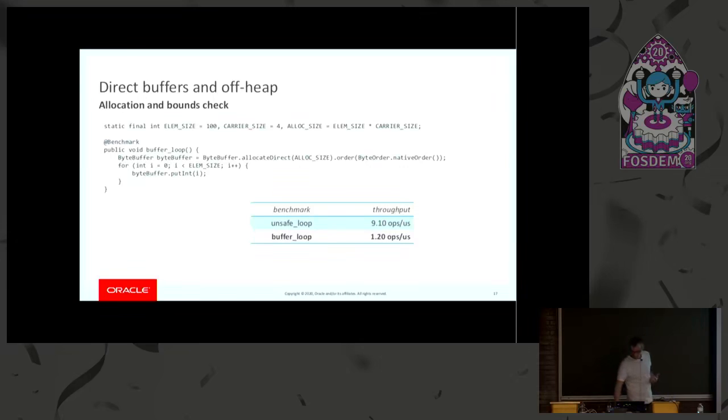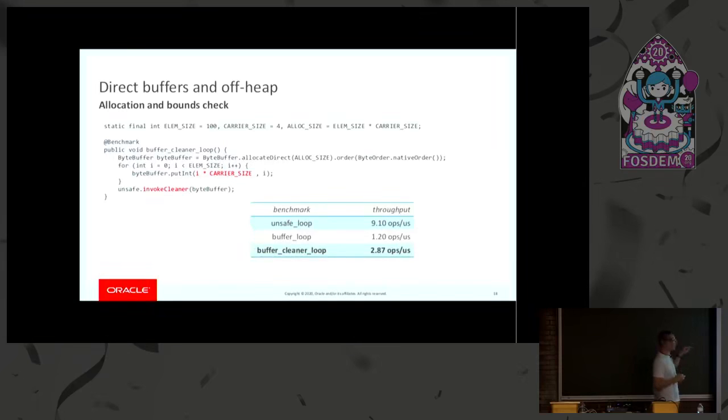In fact, if we change the benchmark a little bit, first to use the absolute putInt method, and secondly, more importantly, to use the unsafe invoke cleaner method, which actually allows us to free the memory explicitly without relying on the GC cleaner, we see that the performance rises a little bit. It's not as fast as unsafe, but it's a little bit better. To be fair to this benchmark and to ByteBuffer in general, unsafe doesn't zero memory, ByteBuffer does zero memory. I'm not allocating a very big chunk of memory here, so zeroing is not affecting performance too much, but still there is an extra cost here when using ByteBuffer.